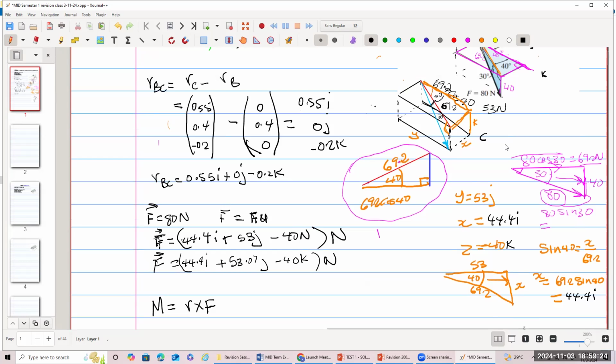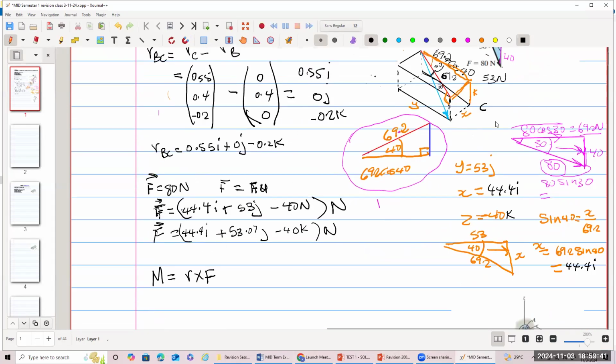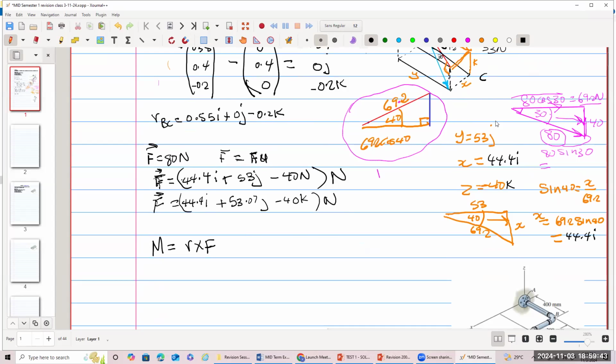And why are we using the cross product? This distance here is R, and we have our force. Because it is 3D, we can't use a regular scalar force times perpendicular distance. So it's R times F. Remember, it's not F times R, always R times F. So therefore, you need to put it in the formula. Correct? So the formula, this is going to be what?